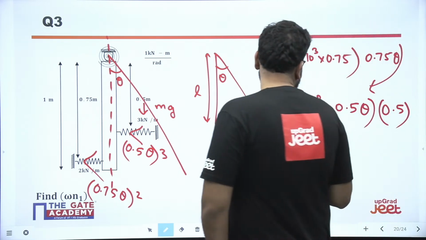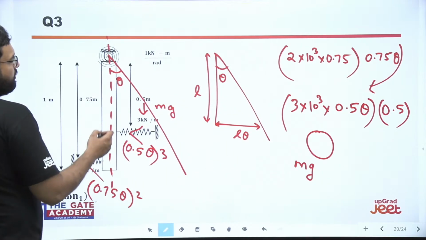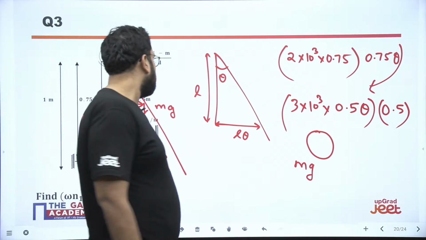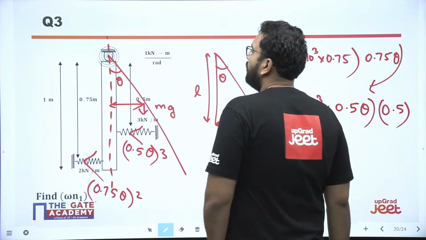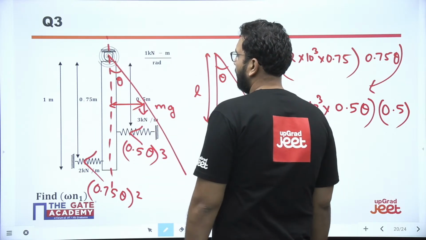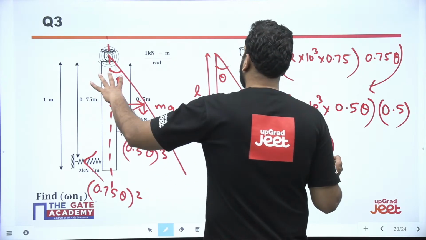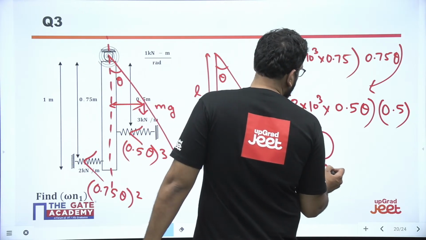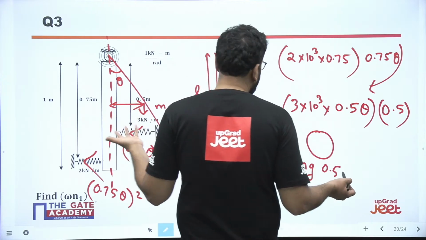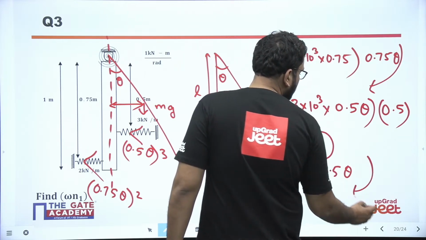Now, what is this mg? What is the perpendicular distance of this mg from the hinge? This is the perpendicular distance, beta. So this is going to be mg into, and this whole length is 1 meter. So mg is at L by 2, that is 0.5. This force, the spring, is also at 0.5, so it is on the center only. That doesn't matter. We have to follow the procedure. So 0.5 into theta. Is it fine? Please answer me.